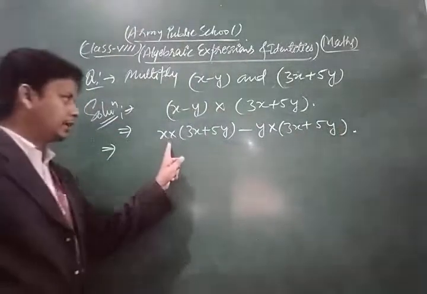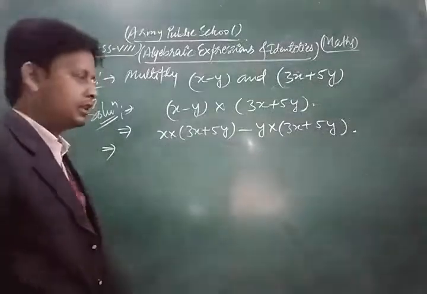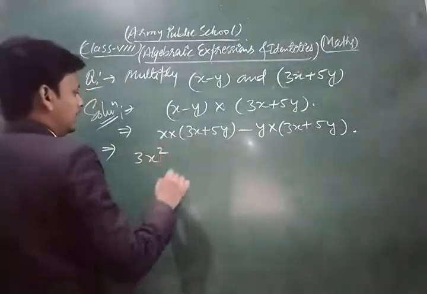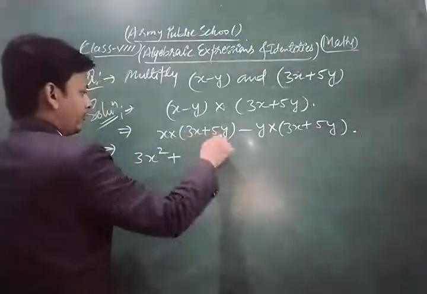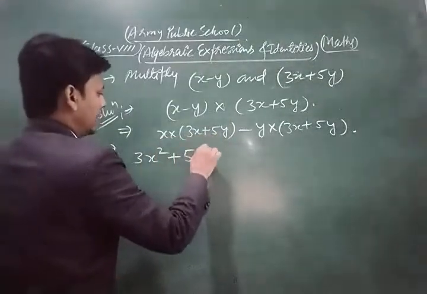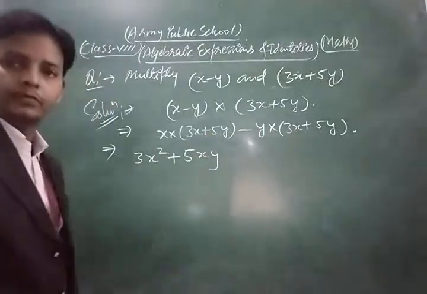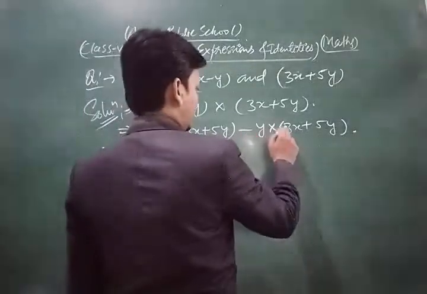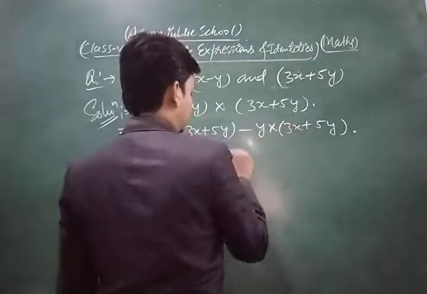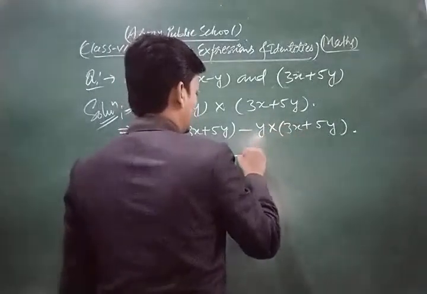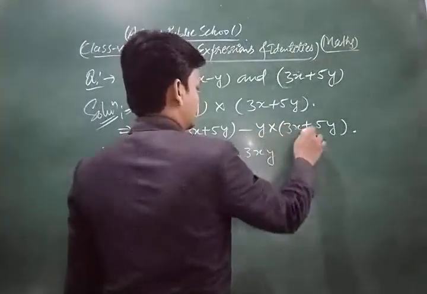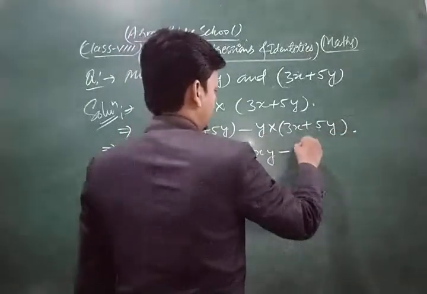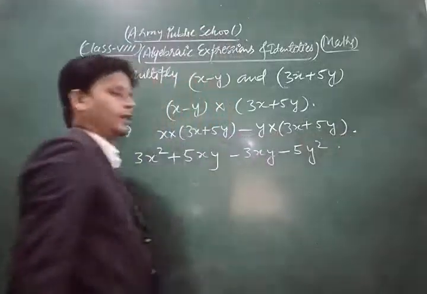Look, first of all we multiply x into 3x and 5y. So x into 3x is 3x square, plus 5x into y, that is 5xy. Now similarly we multiply minus y into these terms, so minus times plus is minus 3xy, and minus times plus 5y into y, that is y square, this is minus 5y square.